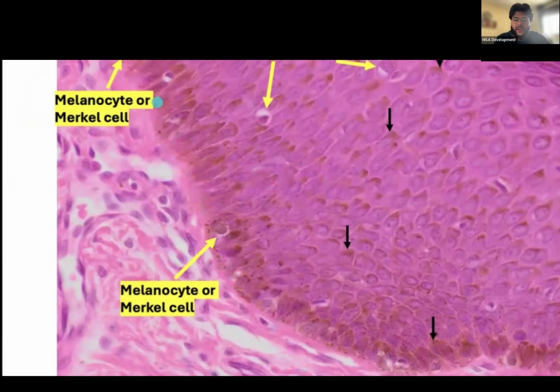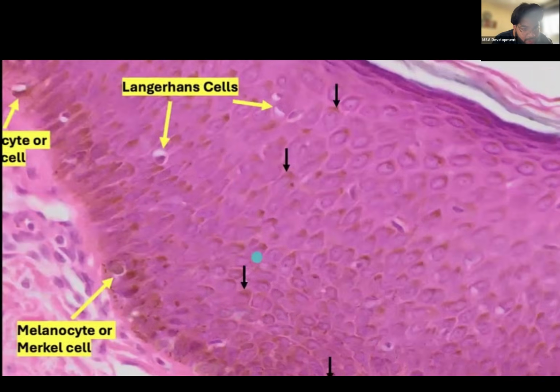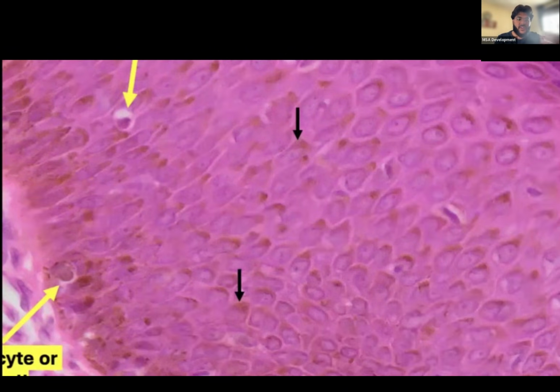So over here, as we said earlier, our stratum basale basically contains our melanocytes and our Merkel cells. Okay. The arrow over here is talking about how the melanin is above your nucleus to protect the nucleus from UV rays, to protect your nucleus and the DNA from getting damaged.